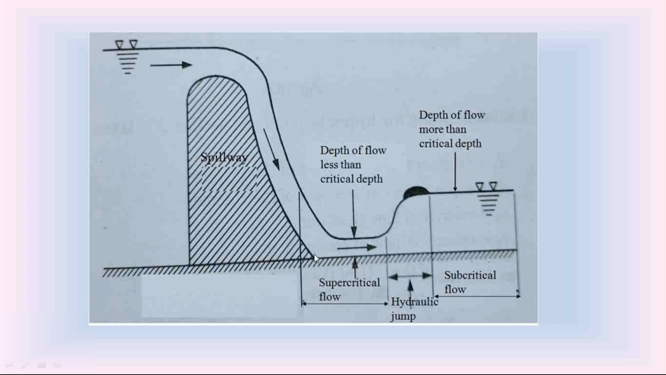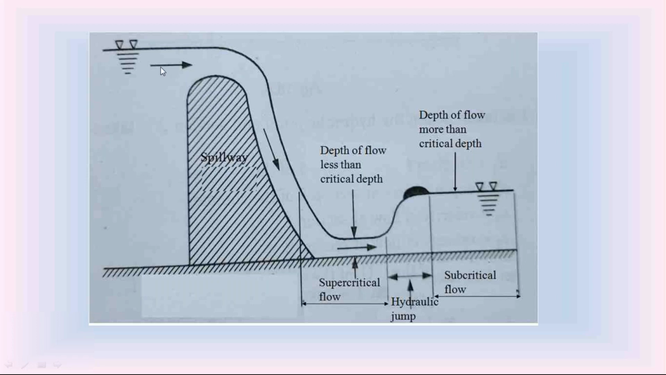So in this portion of channel, this is an open channel river. On the downstream of the dam, again we have the river. So in this portion of the river open channel, the depth of water flow is less than the critical depth. So we call this water flow in this region the supercritical flow, because when the depth of water flow is less than the critical depth of open channel, we call that flow supercritical flow.